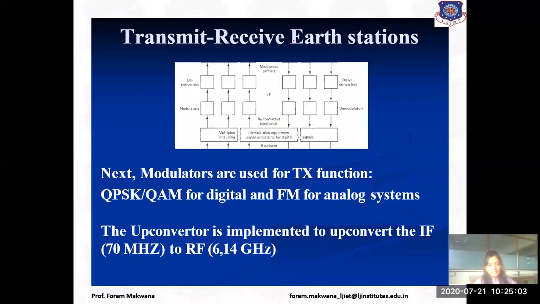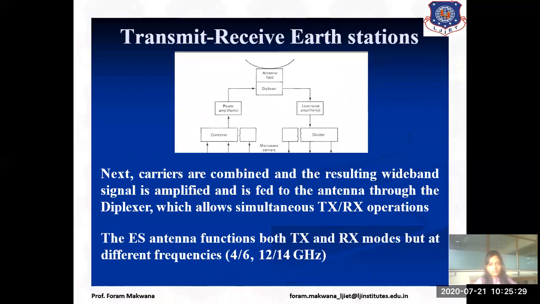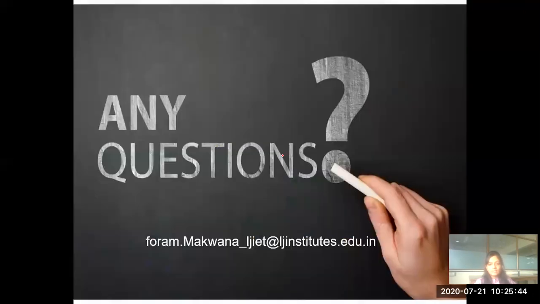And the modulators which are used at the transmitting side can be quadrature phase shift keying or quadrature amplitude modulation. Up converters are implemented to up convert the frequency. Typically the IF frequency is 70 megahertz, and for RF it is 6 or 14 gigahertz. And the carriers which are combined, resulting in a wideband signal, are amplified and transmitted through the transmitting and receiving antenna.